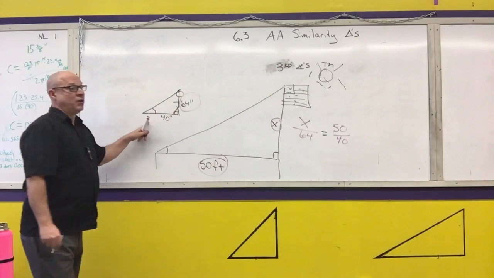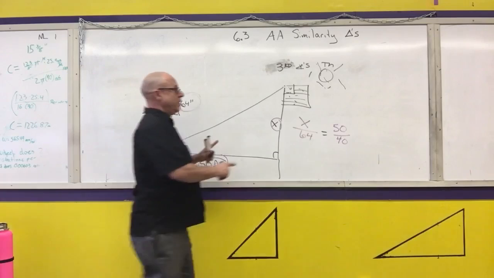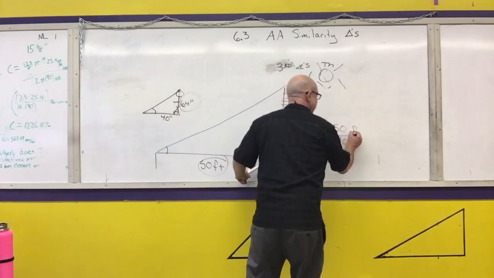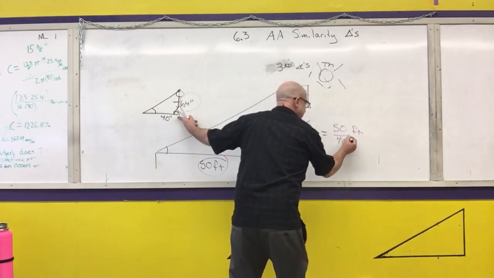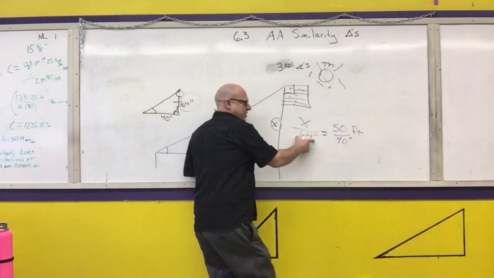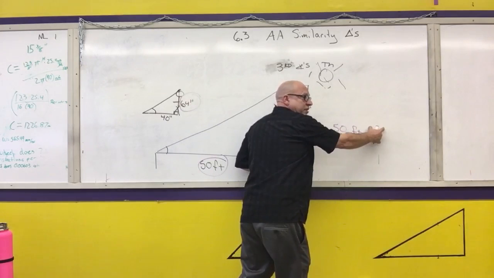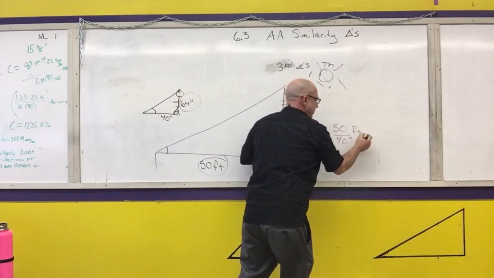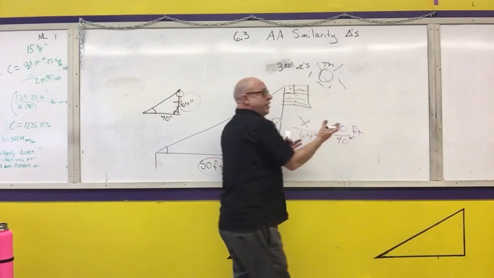Now, one thing I want you to notice, what are the units in this one? What are the units in this one? Watch this. This is in feet. This is in inches. This is in inches. What's going to happen when I multiply this over to here? The inches are going to be on the top, right? So the inches are going to cancel. So my final answer will be feet.